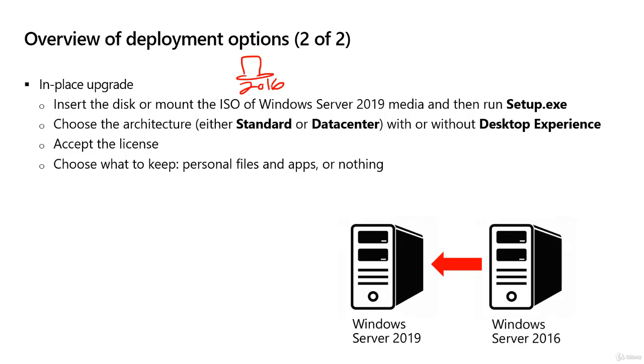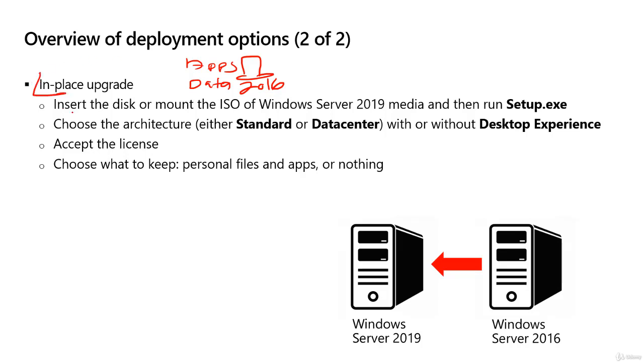You already have this configured with applications and files and all those things. We'll say data. Everything's already configured on this server. You want this server to remain configured exactly the way it is. You just want to run Windows Server 2019. If that's true, you just perform an in-place upgrade.